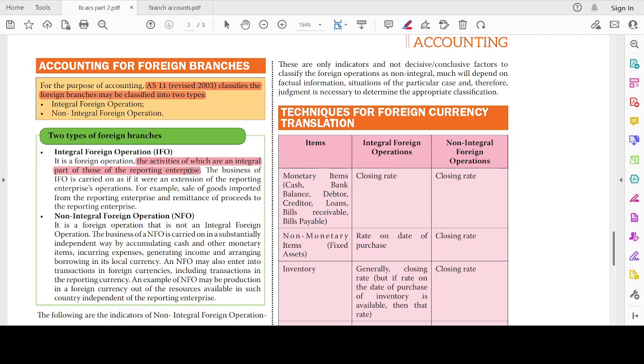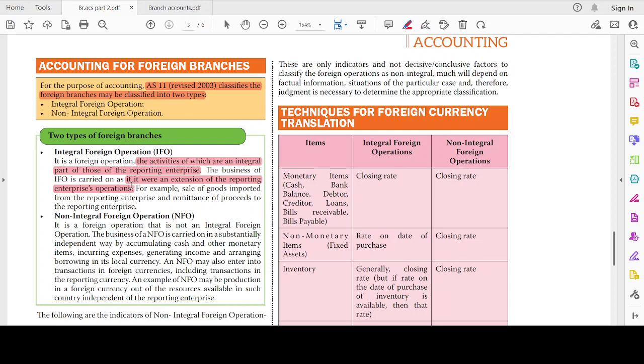It is like the saying, we are two bodies but one soul. There are two different entities, branch and head office, but they operate in a single, integrated manner. The business of IFO is carried on as if it was an extension of the reporting enterprise's operations, as if every decision will be taken by the head office. Just the mere implementation will be there in the branch.